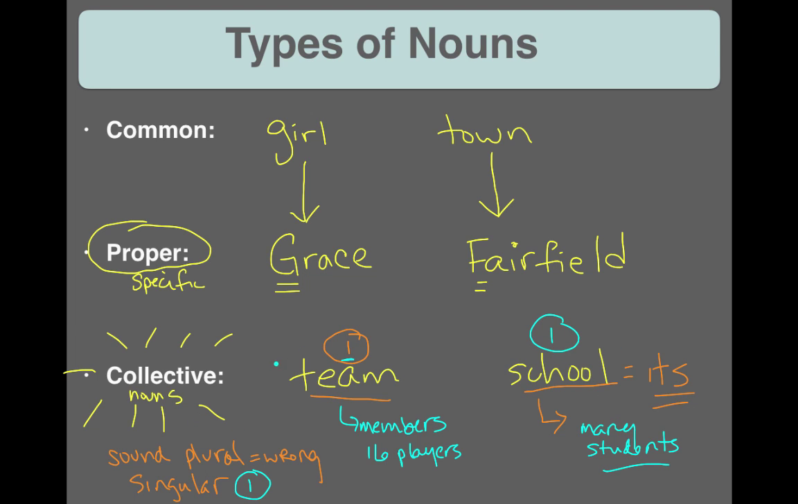So when we discuss verbs and pronouns, we will come back to collective nouns. So write down in your note card that collective nouns, they sound plural, but they're always singular. It's one team and it's one school. We're not to think of the members or the players or the students. Students is plural, but school is singular because it's one. We will revisit this shortly in the next couple lessons.